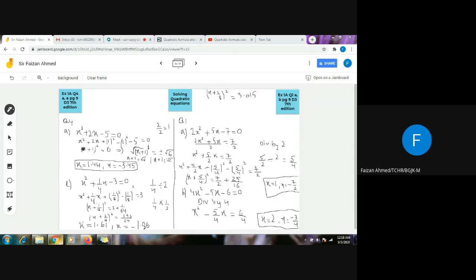We have a equal to x, the sign of the middle term is positive, and the b term is 1. So x plus 1 whole square, minus 1 whole square means 1, and this is minus 5. So minus 1 and minus 5 will be minus 6, and I will move this minus 6 to the other side of the equation, so it will become positive 6. So now I have completed my question.